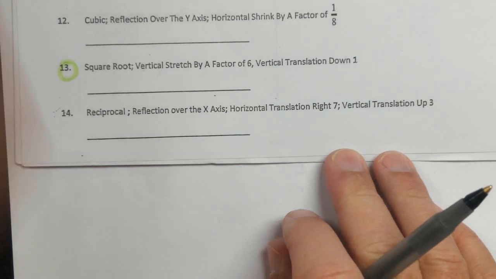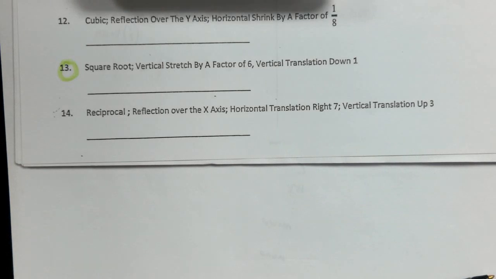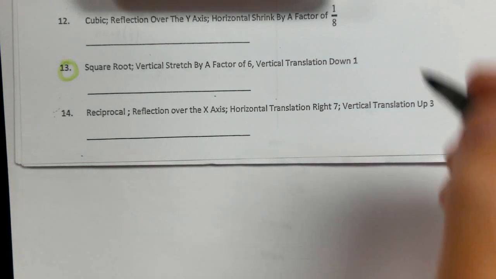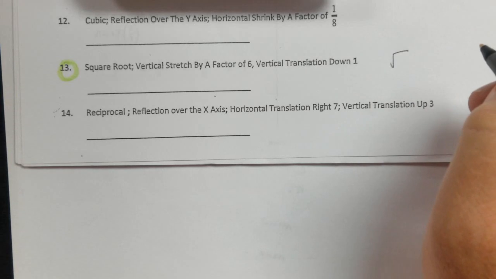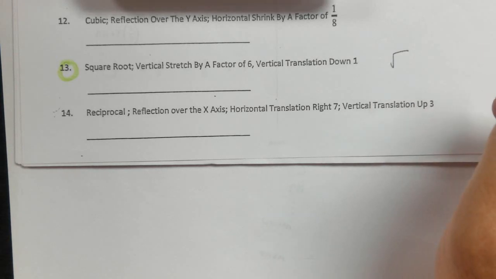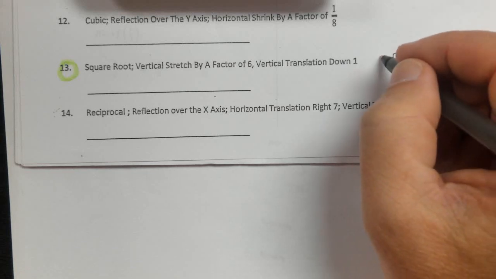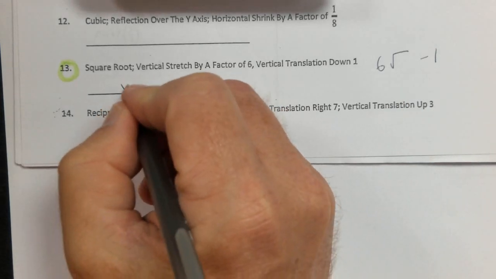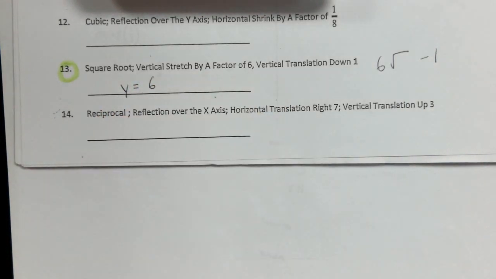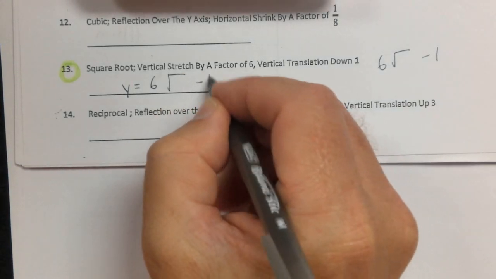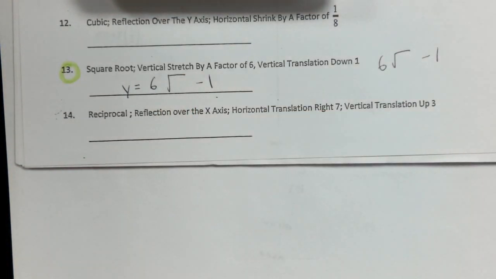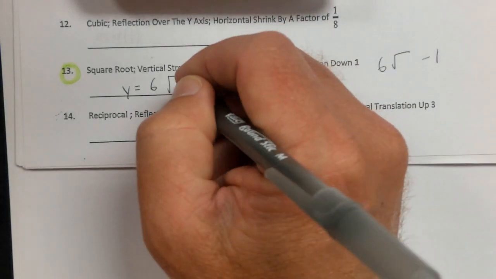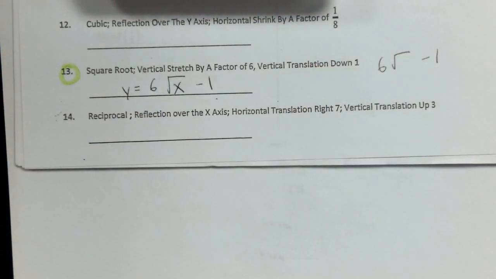13. Kind of a backwards problem. I don't know that we've done one of these. So you do 13 real quick if you haven't already. So square root, vertical stretch by 6, down 1. That would be a funny answer if somebody put that. Six square root of x, minus 1 at the end to get the down 1 part.